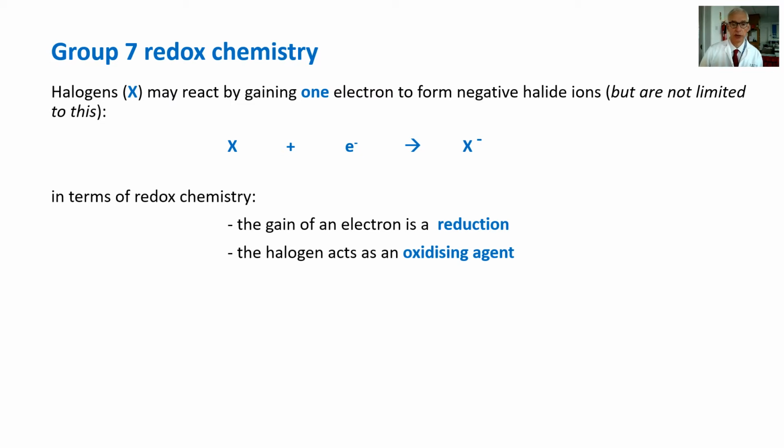Now, just to finish up on this, I'd like you to write the electron configurations for a fluoride ion and for a chloride ion in terms of shells and in terms of subshells. Pause the video and check your answers when you are ready. So here are my answers.